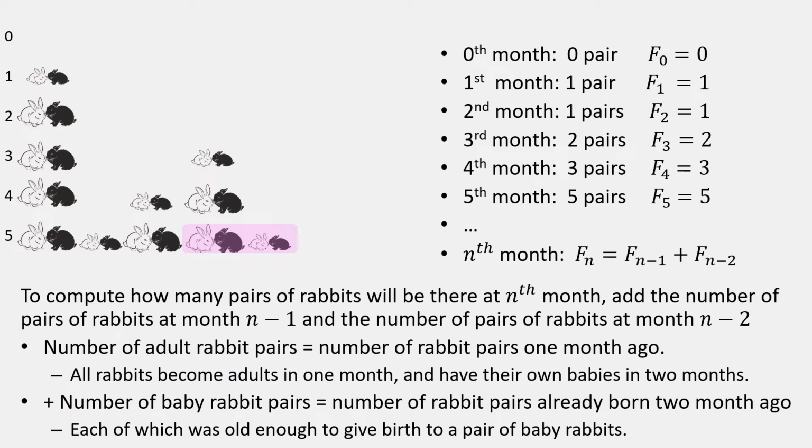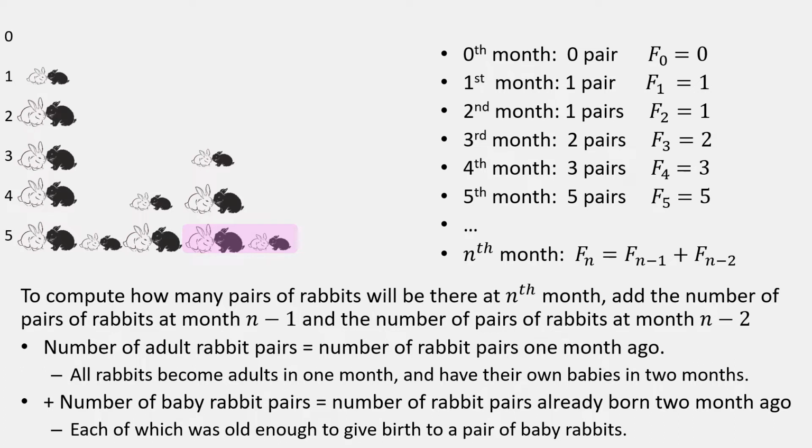So here is the sequence, and you probably noticed that the number of rabbits at every month can be more or less described by the number of rabbits the month before that plus the number of rabbits 2 months before that. And why is that?